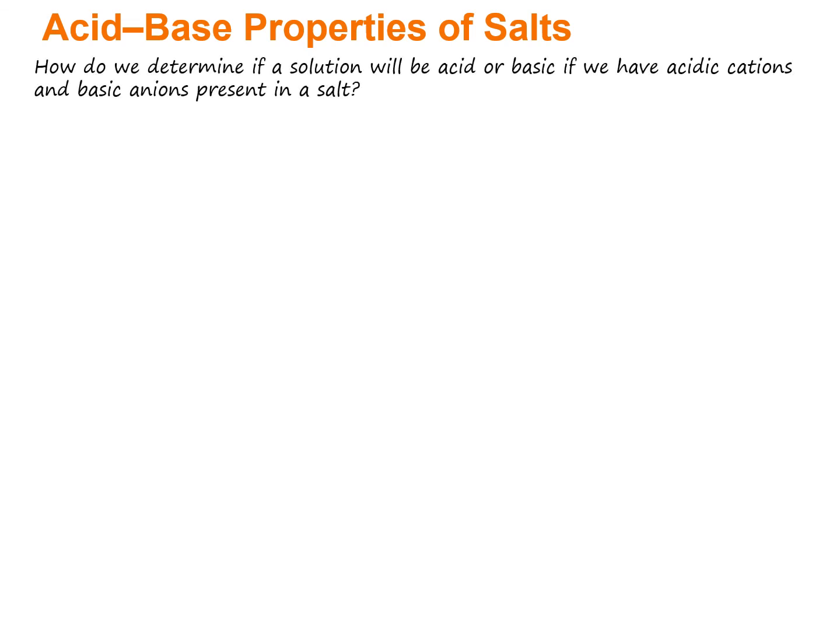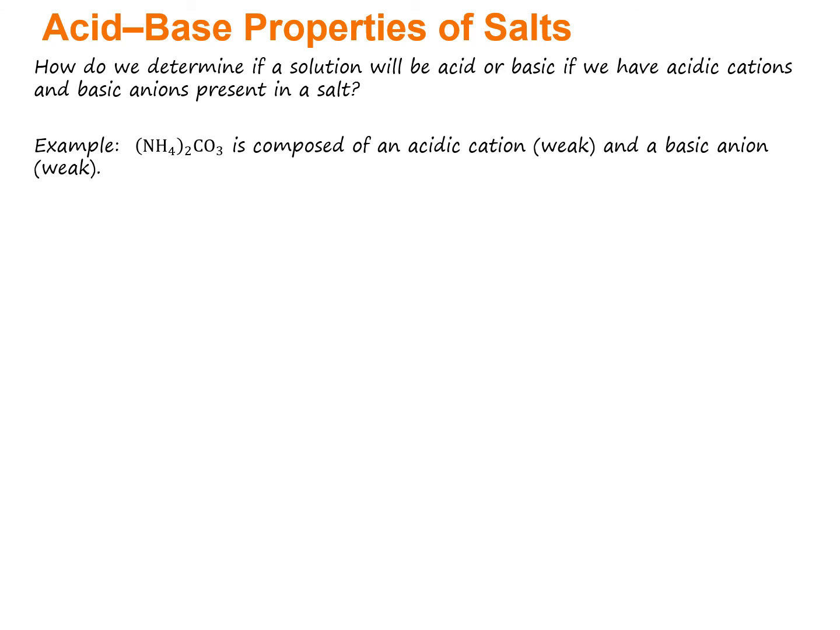So one of the next questions we might have is, how are we going to deal with this if we have a solution, if we have acidic cations and basic anions that are both present in a salt? So say we had ammonium carbonate, for instance, which is composed of an acidic cation and a basic anion. And so these are both weak acids, weak bases. And so how can we tell if this is going to yield an acidic or a basic solution? How can we figure that out?